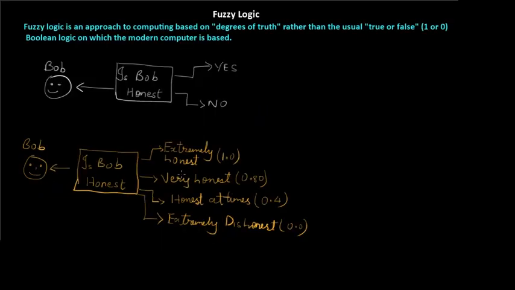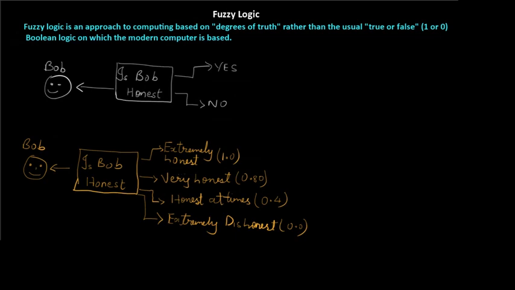So what is fuzzy logic? Let's see a theoretical definition. As you can see on the screen, fuzzy logic is an approach to computing based on degree of truth rather than the usual true or false Boolean logic. In usual Boolean algebra, we have only two values, that is true and false, or 0 and 1. But in fuzzy logic, we have multiple values based on degree of truth, or the degree to which a certain value is true or false.